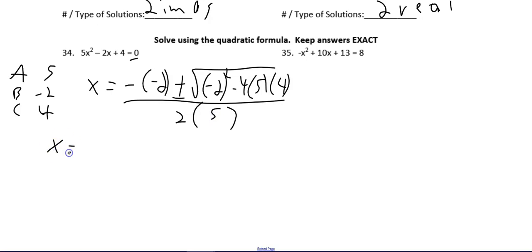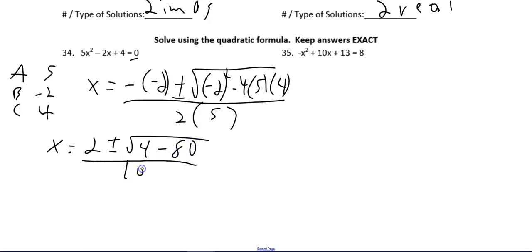That leads me to x equals, the opposite of negative 2 is positive 2, plus or minus, negative 2 squared, remember, is 4, minus, okay, 4 times 5 is 20. 20 times 4 is 80, all over 10. So that leads me to x equals 2 plus or minus the square root of negative 4 minus 80 is negative 76 over 10.